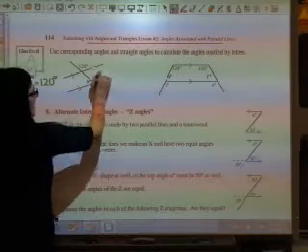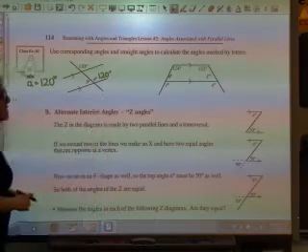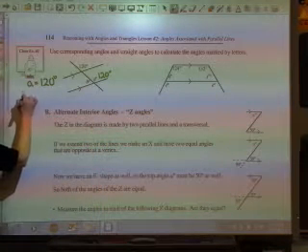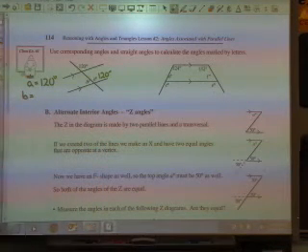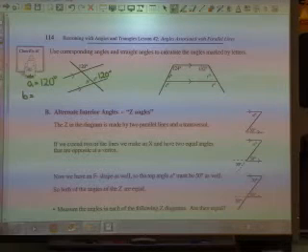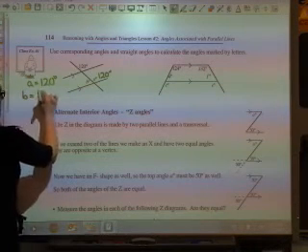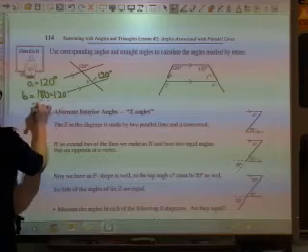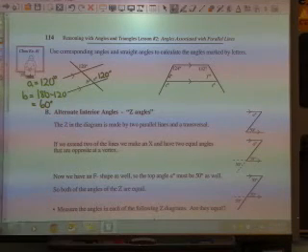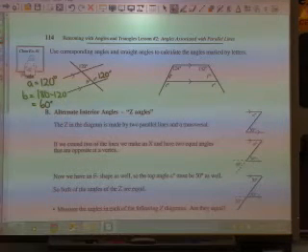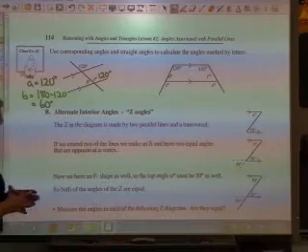So if angle A equals 120 degrees, what does angle B equal? 60. How'd you get 60, Reed? 180 minus 120. Good. Because A and B form that straight line, so they have to add up to 180 degrees.